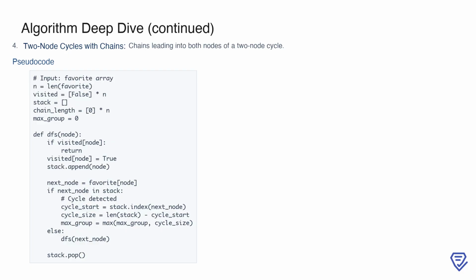It marks nodes as visited and adds them to the stack to track the current DFS path. When encountering a node that's already in the stack, a cycle is detected. The starting point of the cycle is identified using the stack index, and the cycle size is calculated as the difference between the stack length and the cycle start. This size is then used to update the max_group variable. Once the DFS completes, the current node is removed from the stack, ensuring that we backtrack properly and continue exploring other parts of the graph.